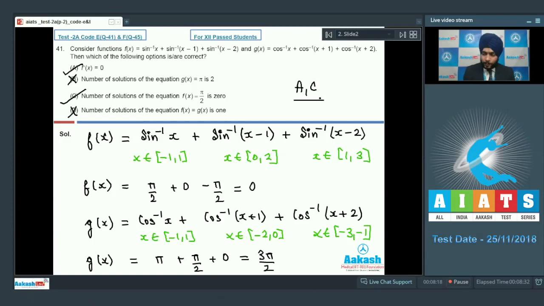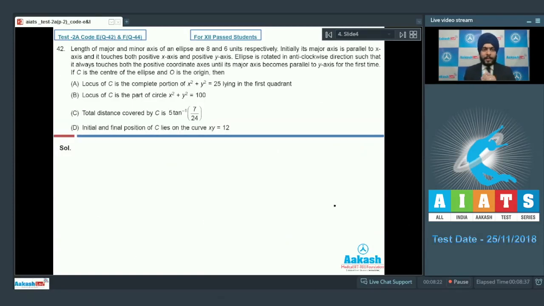Let us move on to 42. Question number 42 says that length of the major and minor axis of the ellipse are 8 and 6 units respectively. Initially, its major axis is parallel to x-axis and it touches both the positive x-axis and positive y-axis. Ellipse is rotated in anti-clockwise direction such that it always touches both the coordinate axes until its major axis becomes parallel to the y-axis for the first time. If C is the center of the ellipse and O is the origin, then you have to find out the locus of C, initial and final position, and then also the distance covered by C.